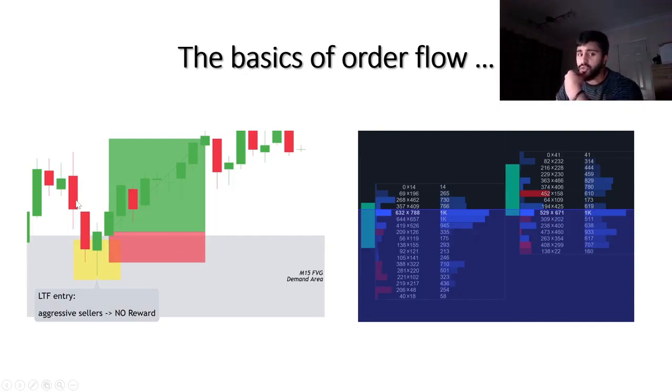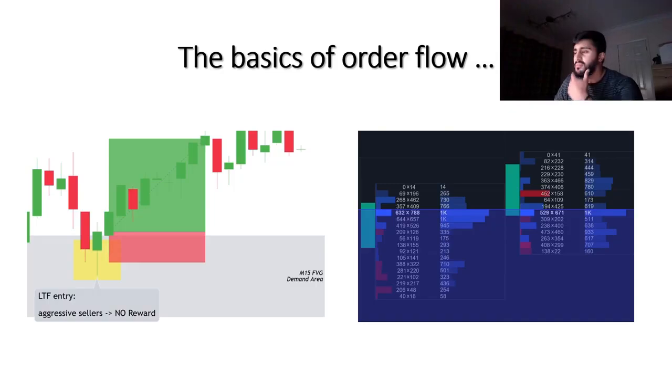We have a lot of aggressive sellers coming into this zone. Despite that, the market moves up. So this tells us that buyers are in control. There's more aggressive sellers than there are aggressive buyers, and despite that, the market moves up. So what this shows us is that there's passive buyers sitting at that level.